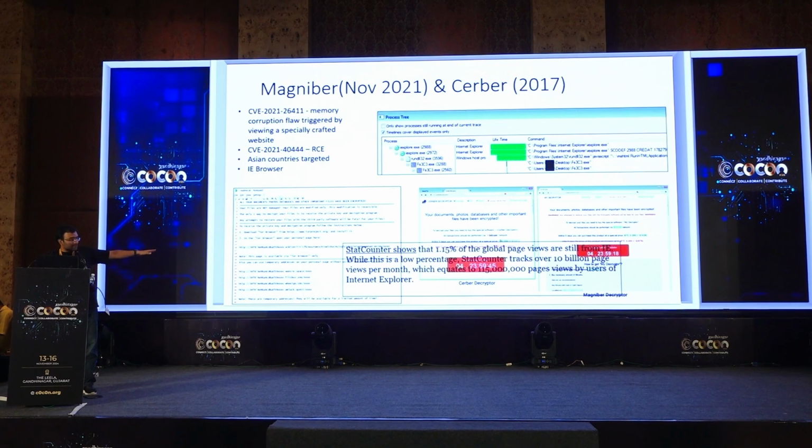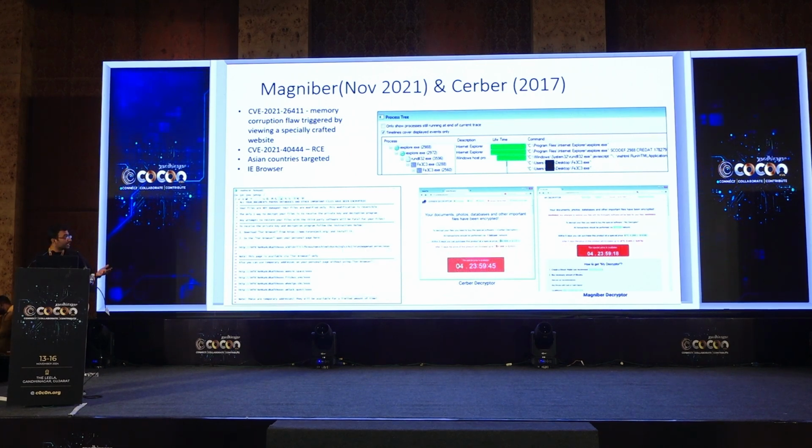There's a StatCounter page. I never knew about this page before, but they said 1.15% of the global page views are still from IE back in 2021. I didn't know that. I thought Chrome was most loved. And then you can see about 150 million page views were made from Internet Explorer according to the stats. That's when we learned something new there: this also could be an entry vector for attackers.